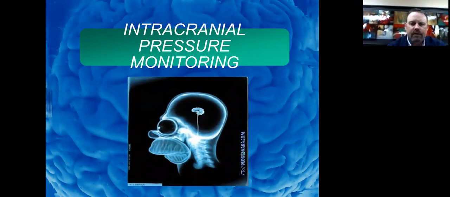So these are typically very sick patients that require quite a bit of monitoring. Most of the drugs that we give require or should have an ART line in place, and at times they have intracranial pressure monitoring as well.